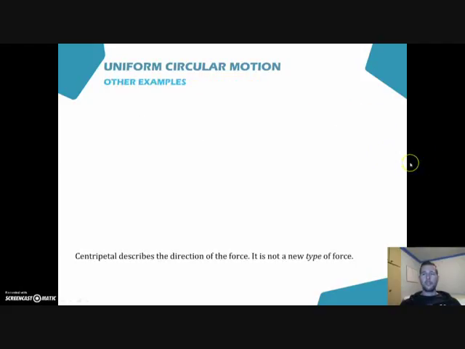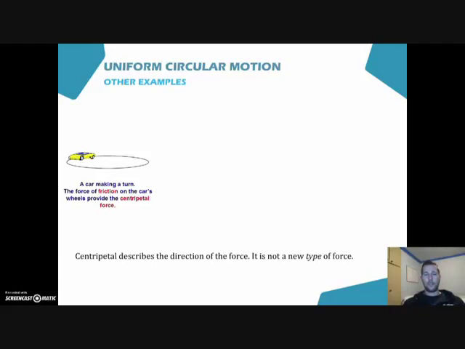Now, we use the Ferris wheel as one example, however, there are other examples of uniform circular motion. We have a vehicle travelling in a circle. Now, the centripetal force is due to the friction of the car's wheels. That means that the car maintains its circular path due to the force provided by the friction of the wheels to keep it on that line.